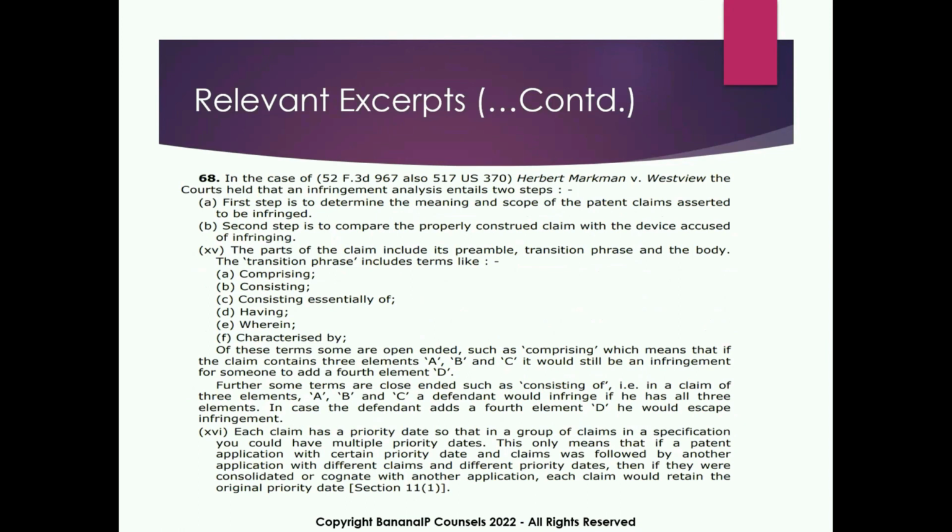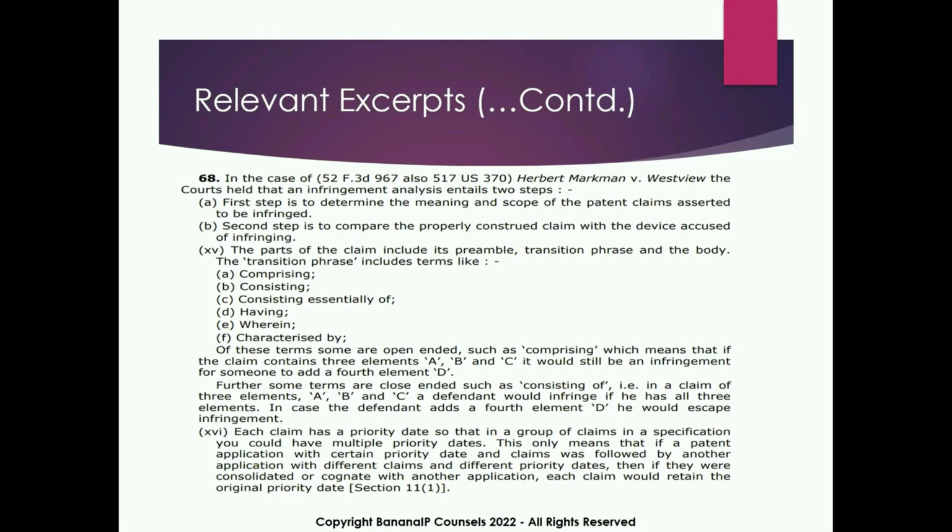The next is basically during infringement analysis, there were two steps that were laid down. The first step is to determine the meaning and scope of the patent claims asserted to be infringed. So first, we'll have to understand the scope of the patent claims. And the second step is to compare the claims with the device that is being infringed. So while having an infringement analysis, these are the two steps to be taken care of. The first one is to determine the scope of the claim, and the second one is to compare the claims with the device or the product that is infringing.